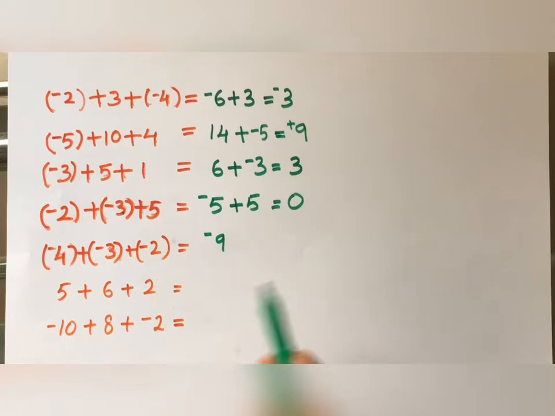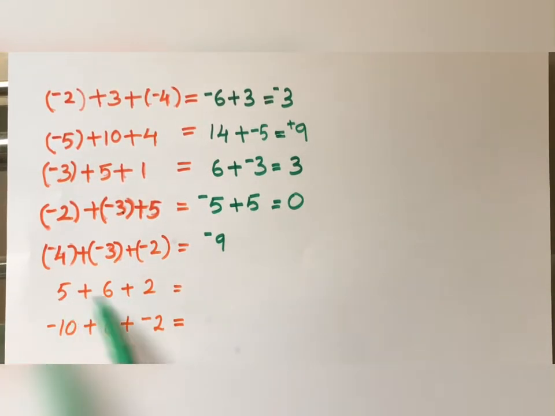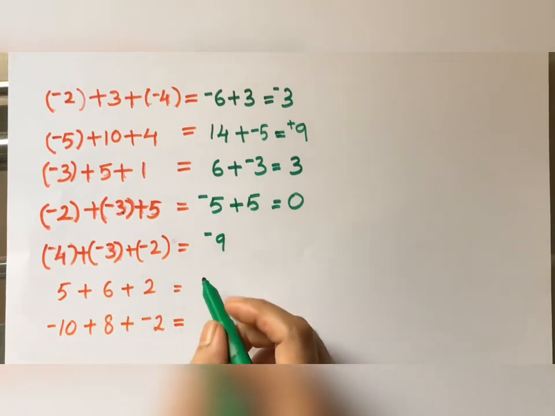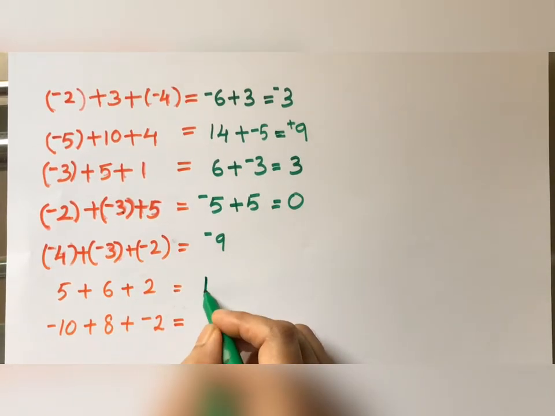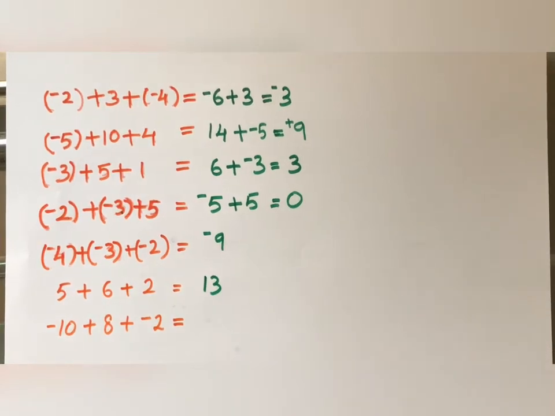Here all are positive, so just add and keep the same sign. 5 plus 2 is 7, plus 6 is 13. Positive 13, because all are positive means the answer is also positive.